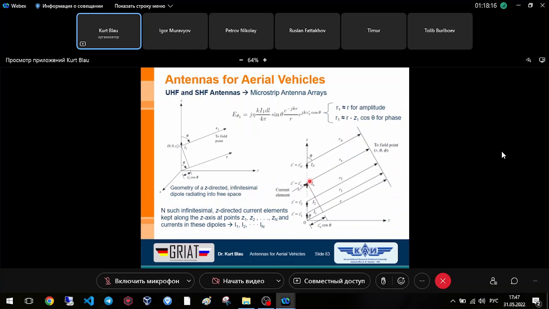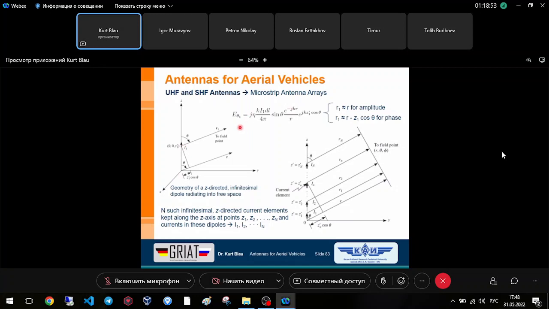Now let's have a deeper look at what happens in the case of such a microstrip antenna array. Here it's only shown the geometry of a Z-directed infinitesimal dipole. Infinitesimal dipole means, in principle, a Hertzian dipole radiating into free space. We know this picture in principle, and we also know this formula.